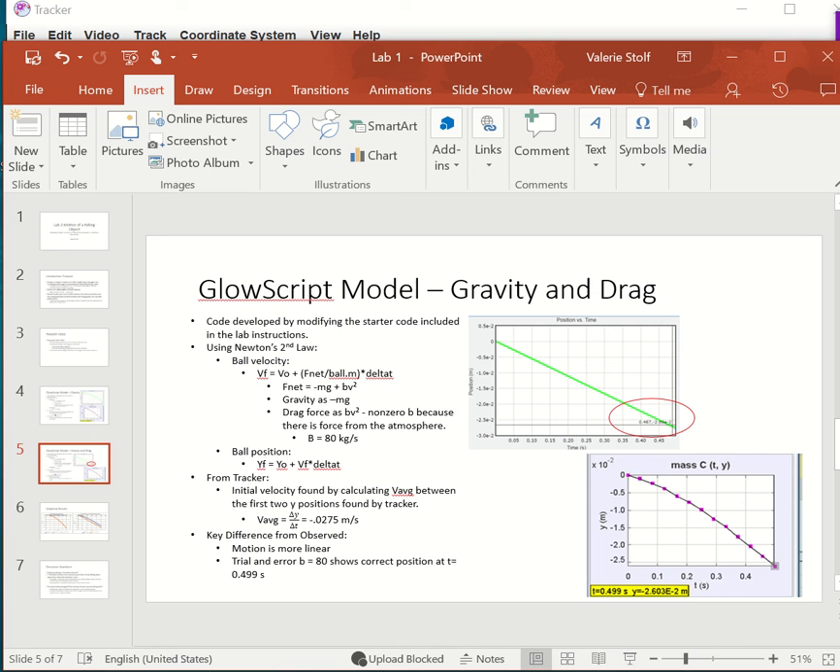In the next scenario, I account for drag in the model and found through trial and error that the value of b should be about 80 kilograms per second. Graphically, the model showed a much more linear motion. The drag force allowed for the final position to be much more consistent with the actual position at t equals 0.499 seconds, which was negative 0.027 meters compared to negative 0.026 meters.